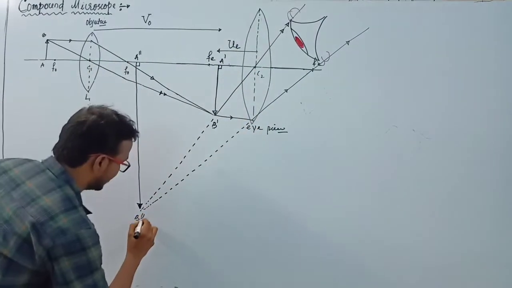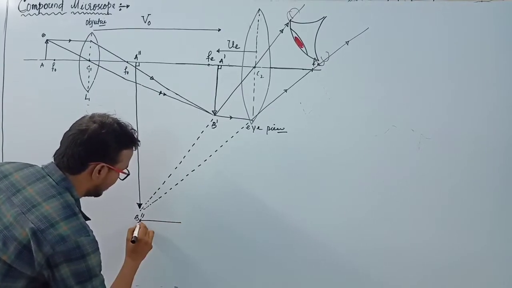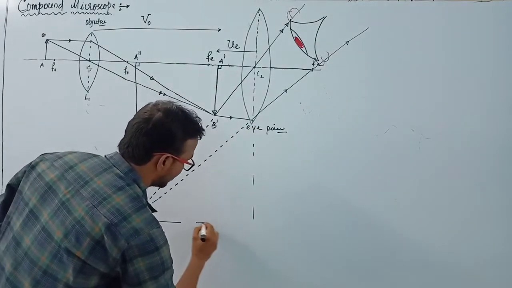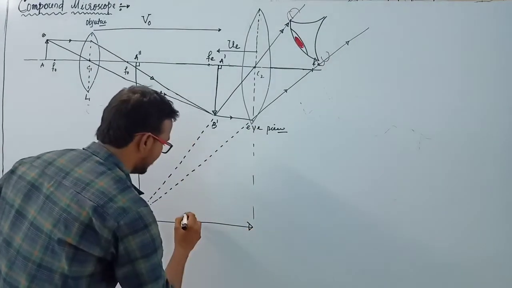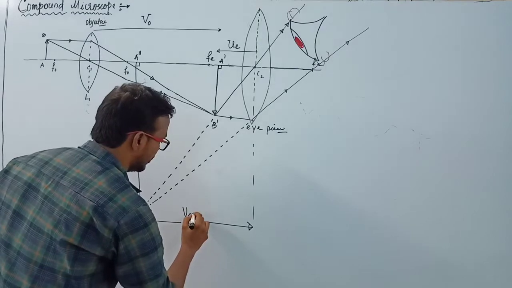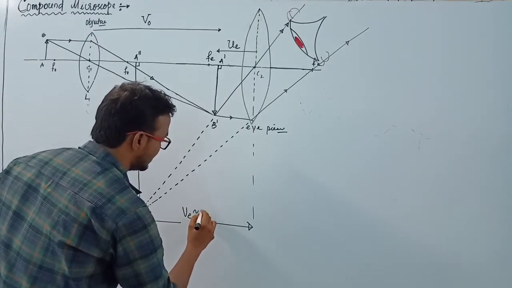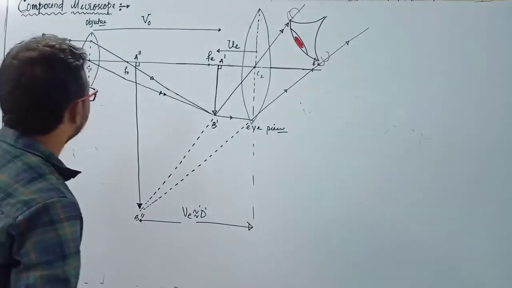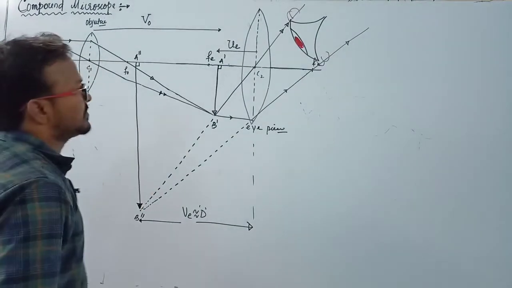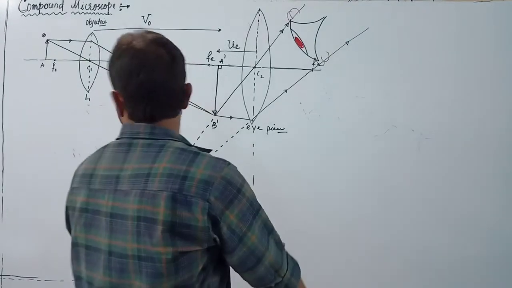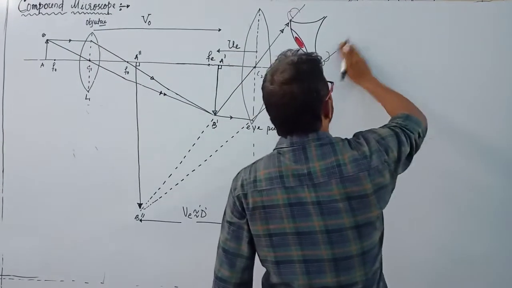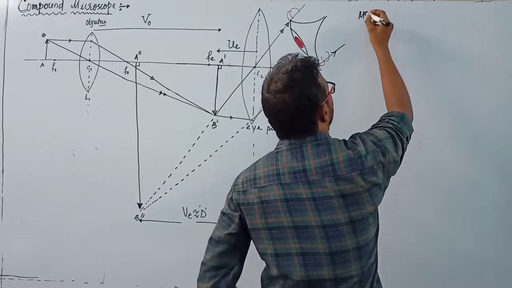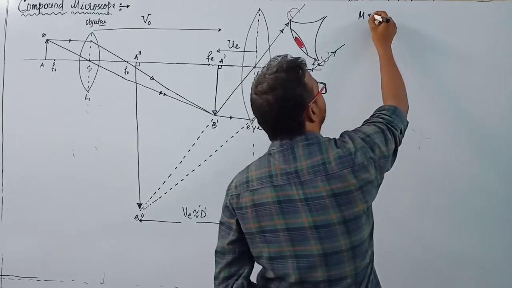Then we get the final image, and because this is the optical center, we have to measure this distance from here, and this distance is VE, which, suppose it is at the least distance of distinct vision, you can write as D. Clear? Okay. Now we have to find the magnification produced by the compound microscope. So first we have to find the magnification or magnifying power.